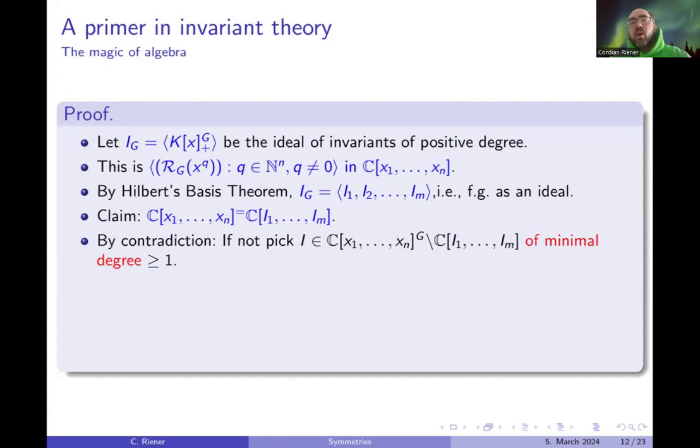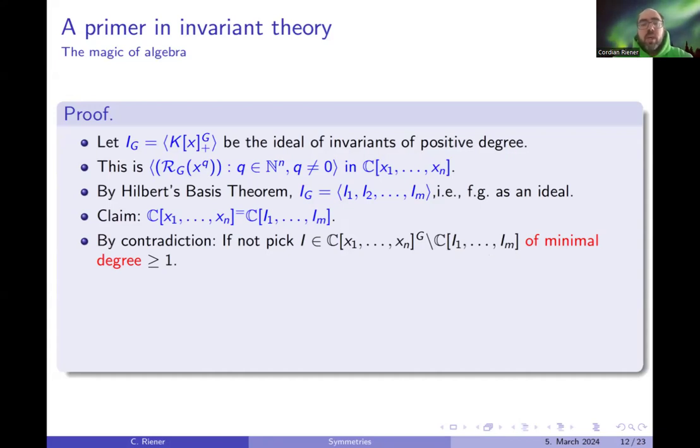And this is where the Noetherianity comes into play. So if this were not the case, we can always pick a polynomial I, which is invariant, but not yet a polynomial expression in I1 to IM. Yes? I mean, that's by contradiction. We assume it were not the same, so then we can always find such an I. And if we can find such an I, we can also take one of minimal degree.